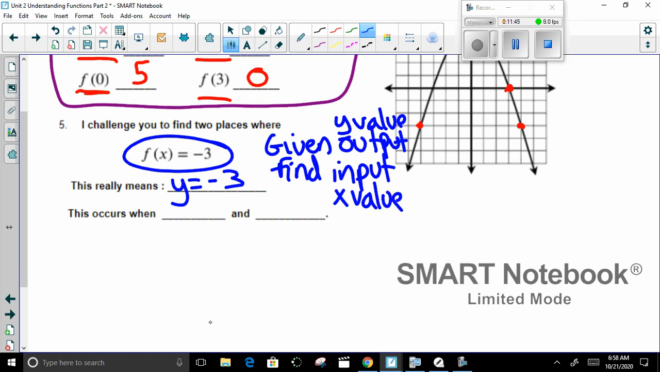All right, so let's see what you get. So pretty much this occurs when you are given the y and you need to find x.